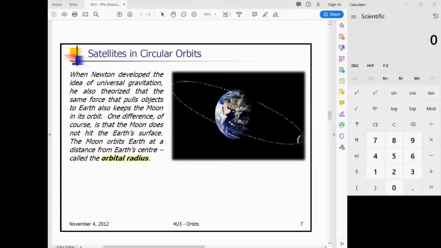So when Newton developed the idea of universal gravitation, he also theorized that the same force that pulls objects to Earth also keeps the moon in its orbit.